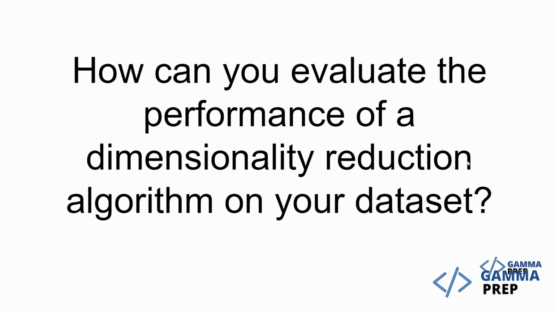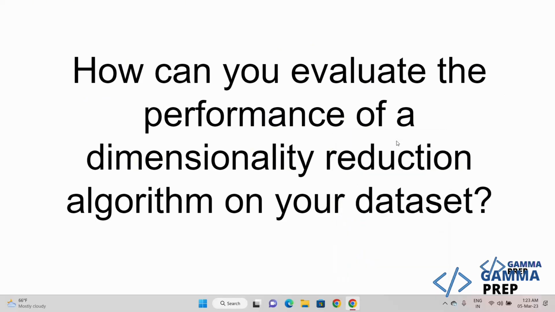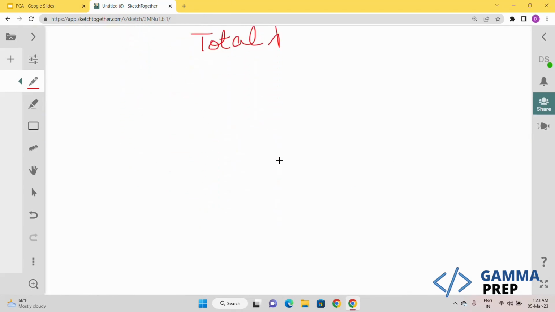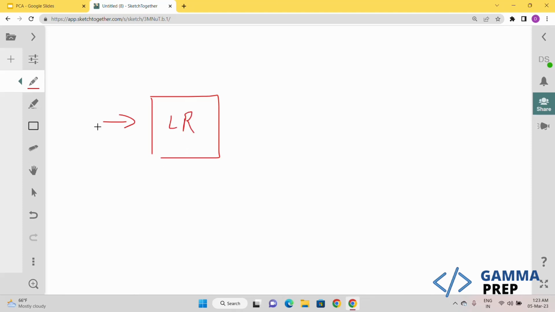So how can you do that? Basically, let me show. How can you evaluate the model? What you can do is first build the model. Let's say the model that we are trying to build is a linear regression model. And here we have 10,000 independent attributes and one target attribute. Okay.